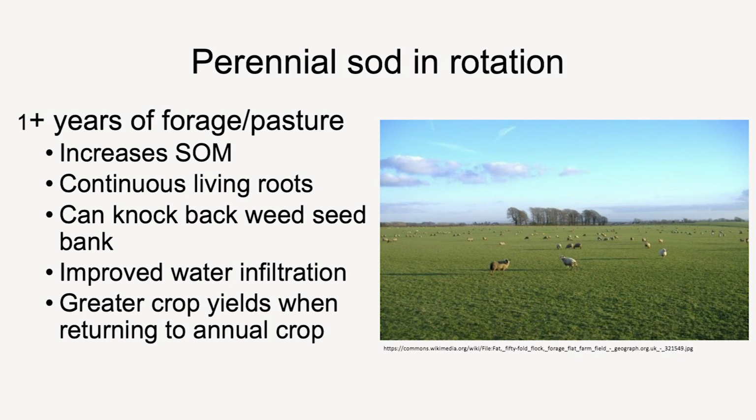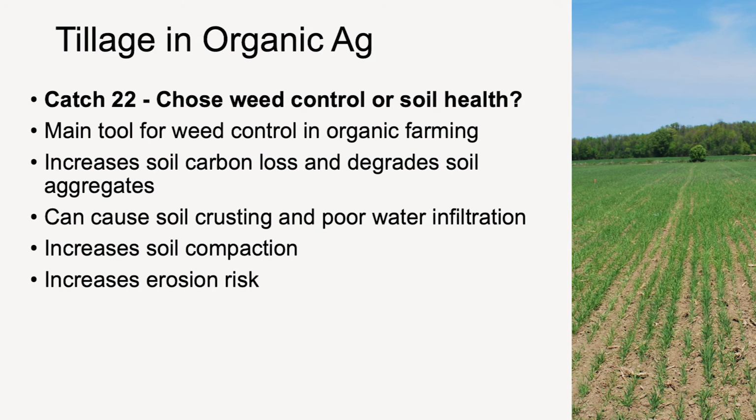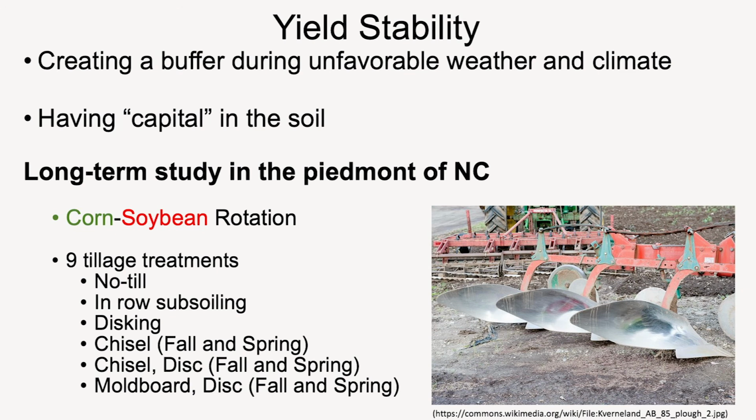So lastly, we're going to jump into tillage. It's kind of a catch-22 in organic. If you choose weed control or soil health is often the argument. I don't think that's quite fair, but tillage is the main control, and if you do really aggressive tillage, you are going to have a decrease in soil organic carbon and a decrease in soil structure. So my PhD student in North Carolina is looking at yield stability, so this is preliminary data. We have a long-term site where we look at corn and soybean, and we have 9 different tillage treatments.